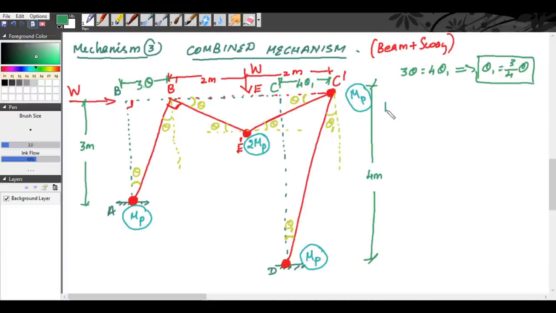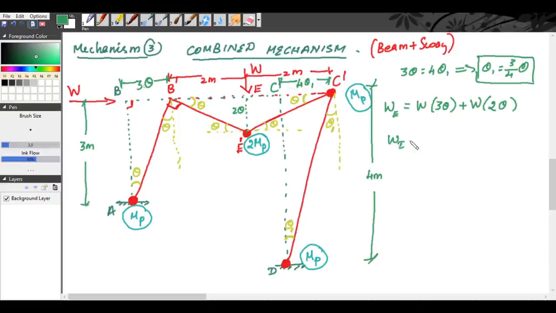Now we can go for external work done, which is equal to external load into distance under the load. So we have two external loads, W and W. At B, it is W into distance under the load, which is 3 theta. At E, external load is W and distance under the load, see, this is 2, this is theta, so this distance is 2 theta. So W into 2 theta.